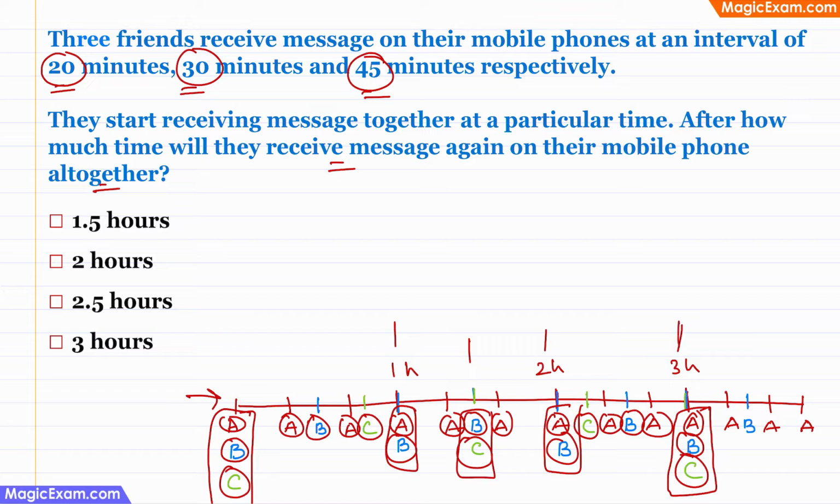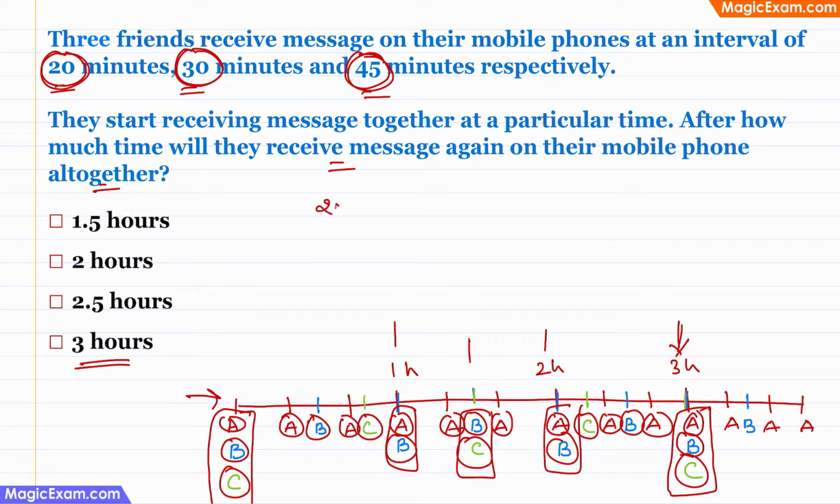Therefore, the correct answer is 3 hours. So option 4 is correct. The other way of doing this is through calculation. That is, if you look at 20, 30 and 45, you just have to take the LCM of these three numbers and you will again arrive at 3 hours.